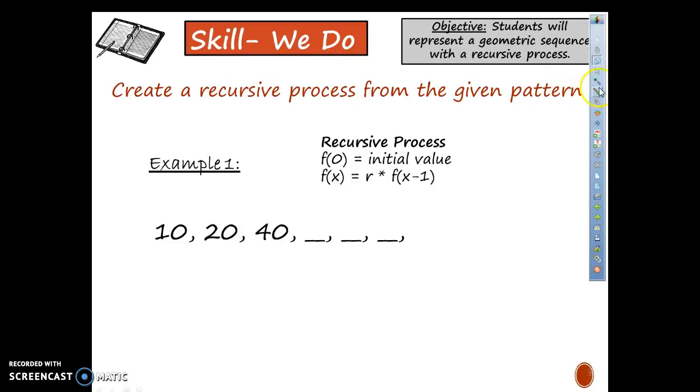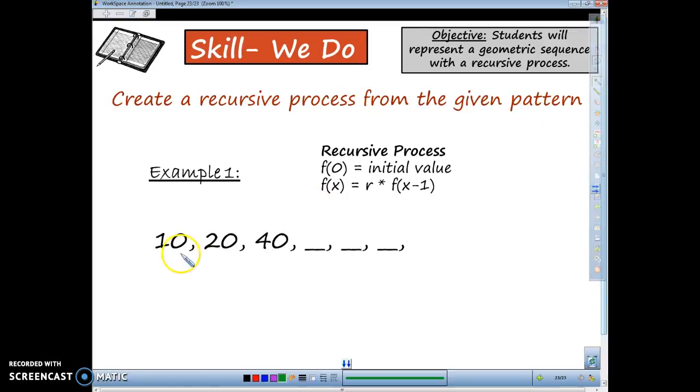So for our first example here, we have 10, 20, 40. From 10 to 20, we multiplied by 2. Does this pattern continue? 20 to 40? Again, yes, we multiplied by 2. So that means R is equal to 2, and they want us to write a recursive process.